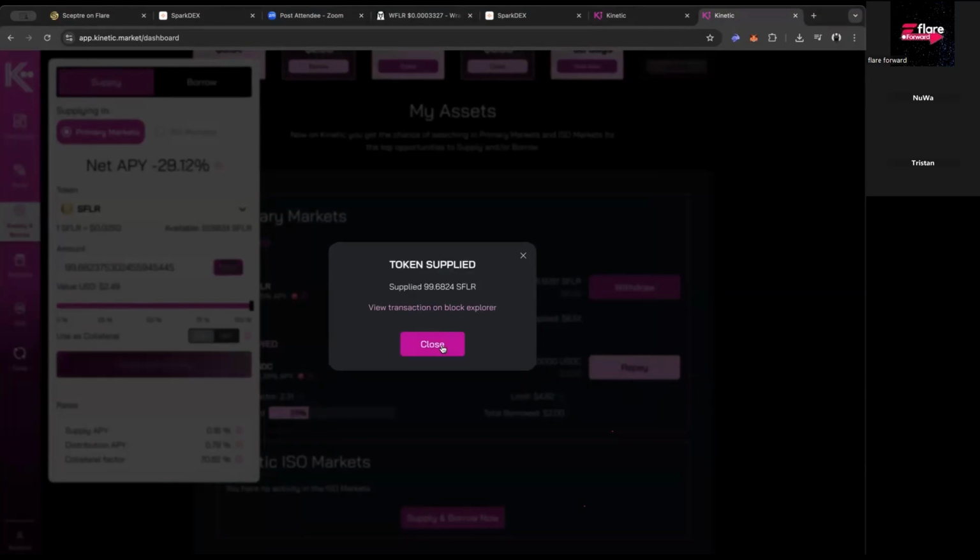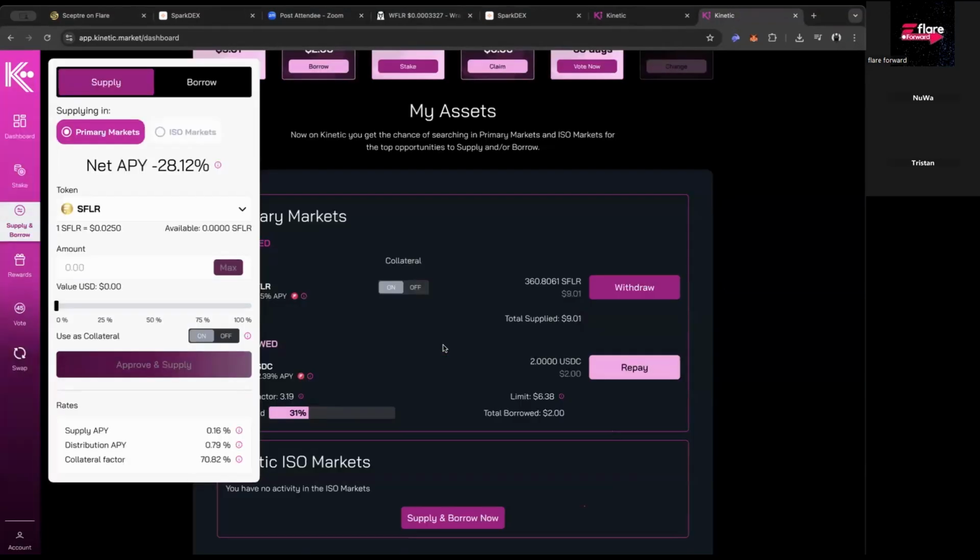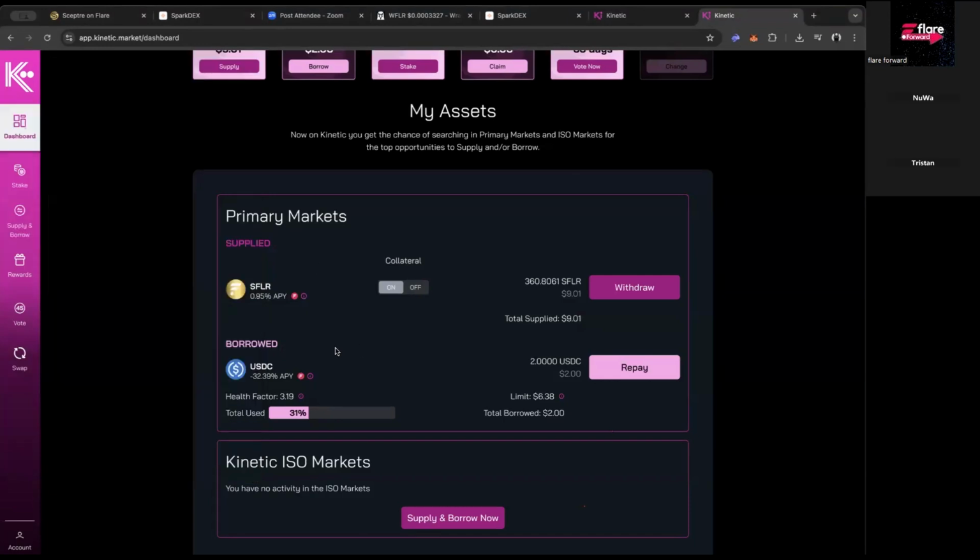Waiting for transaction, close. Perfect. Okay. So as you can see, close that tab. Health factor 3.19. So you're using 31%. That's because of the supply I have here over the amount I'm borrowing here. Correct. So you have $9 supplied and you're borrowing $2. So the price of SFLR would need to drop by 90% for you to be liquidated, for this to turn into $2 or so, like $1.99, for example.